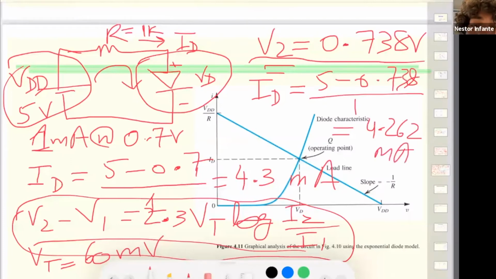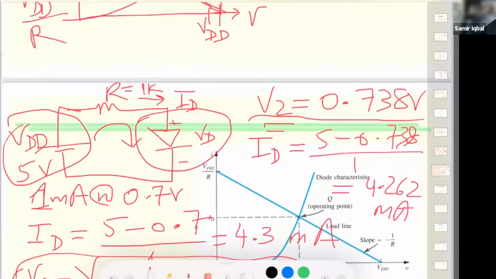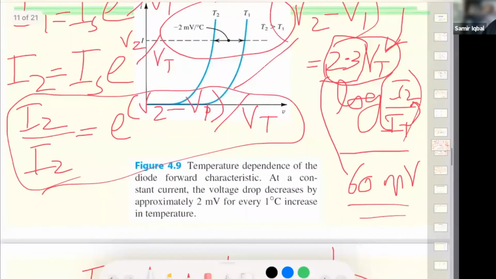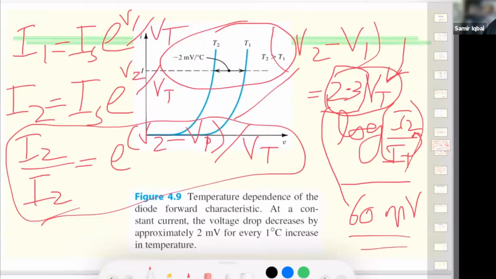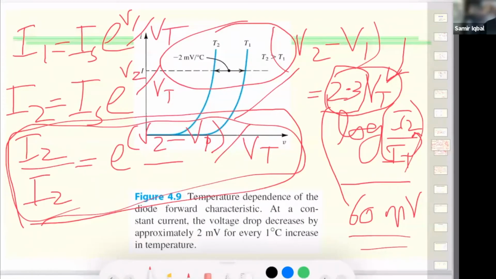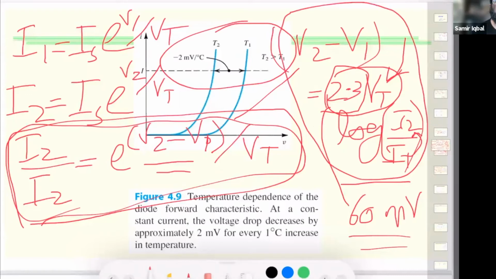Excuse me. Where did you get the 2.3 in the bottom equation? This is what we saw here. From this relationship, we applied the log here, and we got V2 minus V1 equals 2.3 Vt log of I2 over I1. Okay, so that's a factor which came from here.